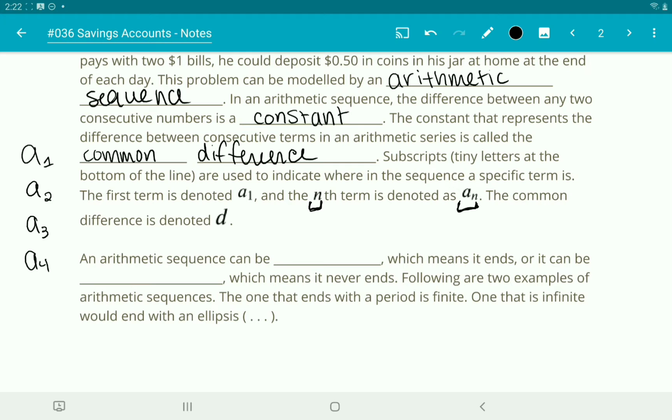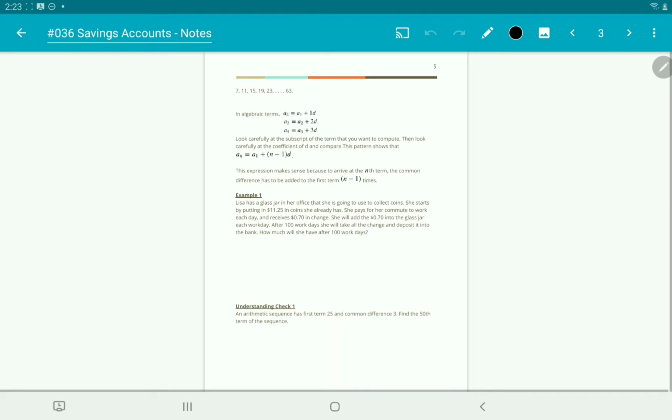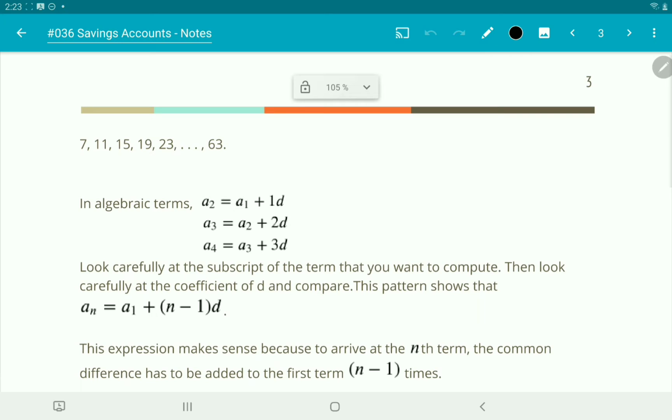An arithmetic sequence can be finite, which just means it ends at some point, or it can be infinite, which means it continues going on forever. It doesn't end. I have an example. It says 2 examples. There's only one example on here of an arithmetic sequence. The one that you see ends with a period because it's finite, to show that it ends. And then if it were infinite, it would end with an ellipsis, or just the 3 dots at the end, to show that it continues on. So this example is a finite one.